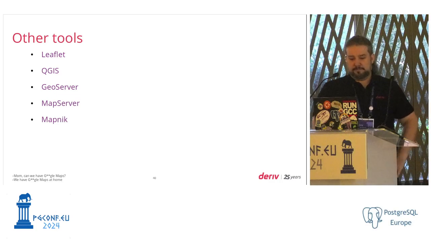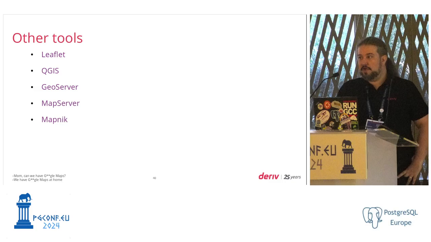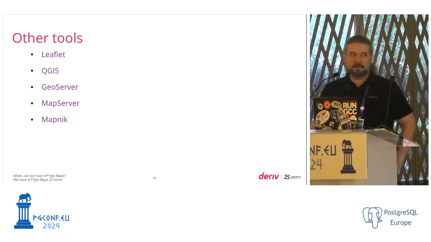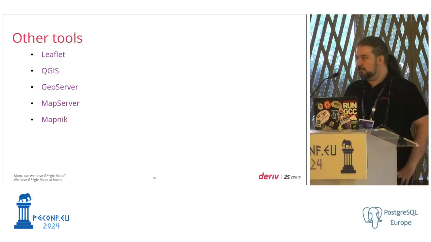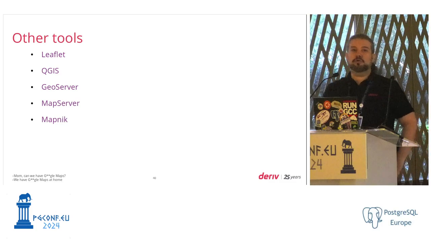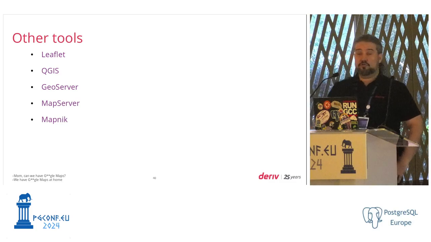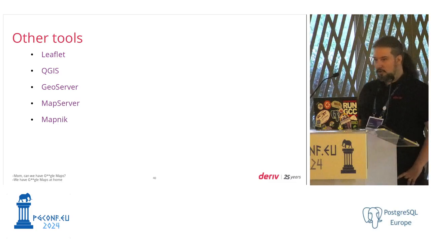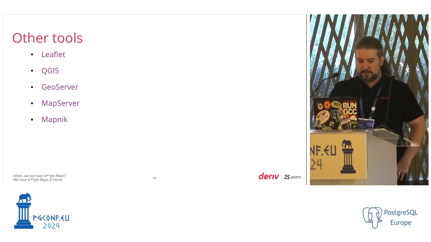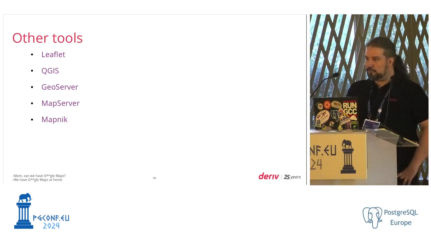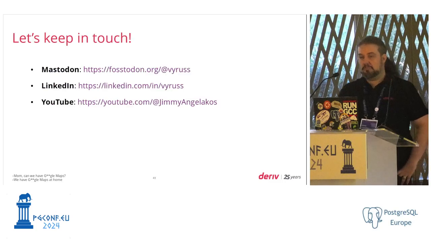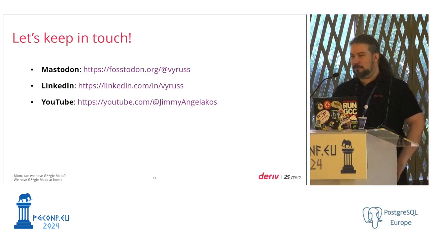You can use other tools, such as Leaflet, a JavaScript library that you can use to display maps served directly from Postgres and map servers, such as GeoServer and MapServer that you can run yourself on your own servers. There is also a hugely popular tool called QGIS for manipulating and retrieving and analyzing geodata. And there's also another map server called Mapnik that you can again use for free. It is open source and free software. Now, that's about it for the content of this talk.